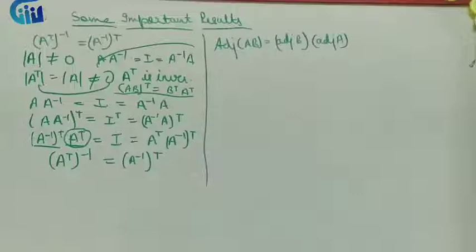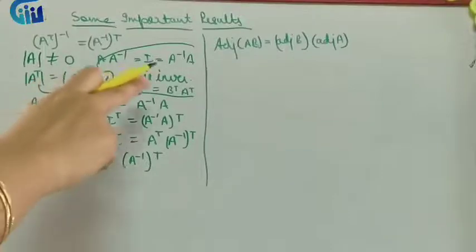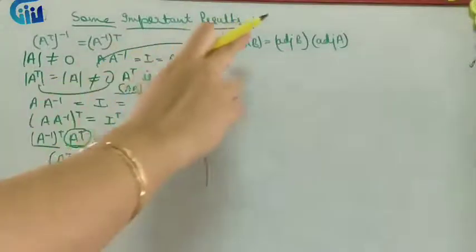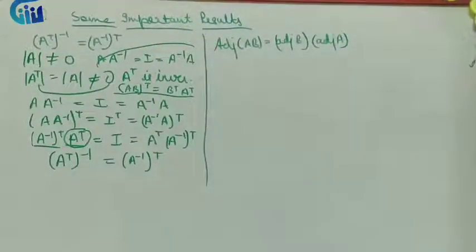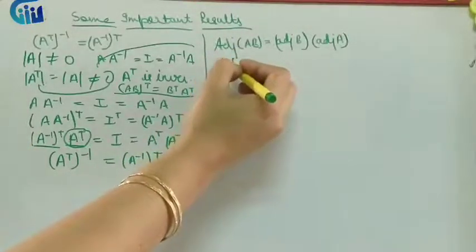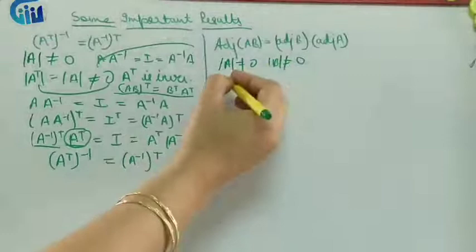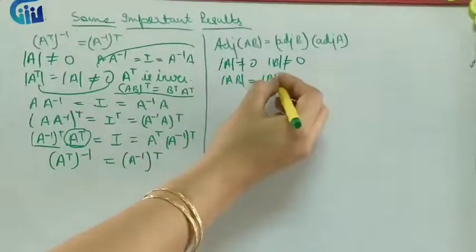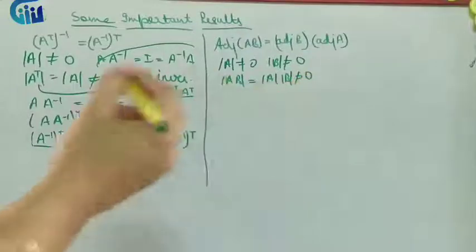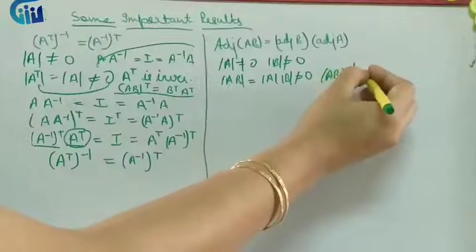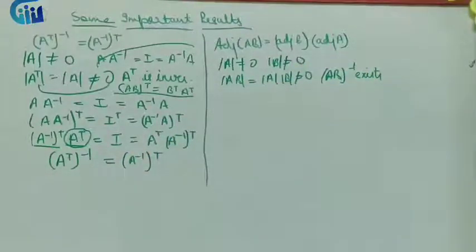Now the next result is adjoint AB is equal to adjoint B into adjoint A. The same result as we have for transpose, the same result we have for inverse, and the same result we have for adjoint. The terms are interchangeably multiplied. So what do we know? We know A and B are non-singular matrices. A is non-singular, it means its determinant is non-zero, and B is non-singular means its determinant is non-zero. So I know determinant of AB is equal to determinant of A into determinant of B. If both are non-zero, it means determinant of AB is also non-zero. So it means AB inverse exists.